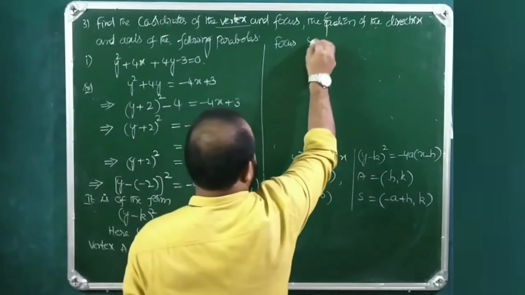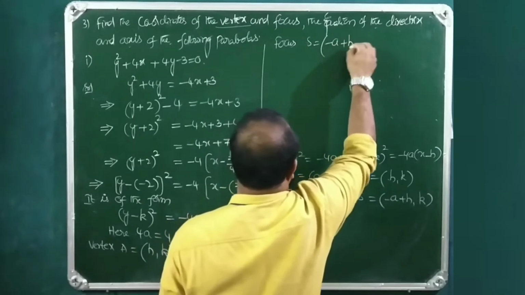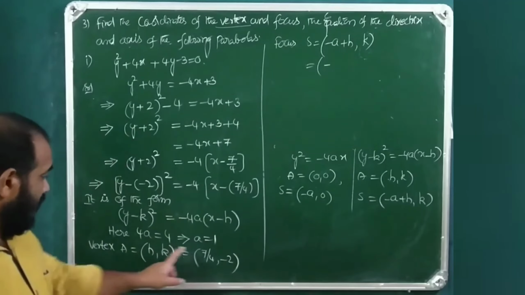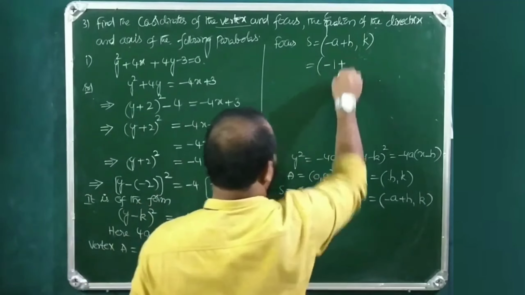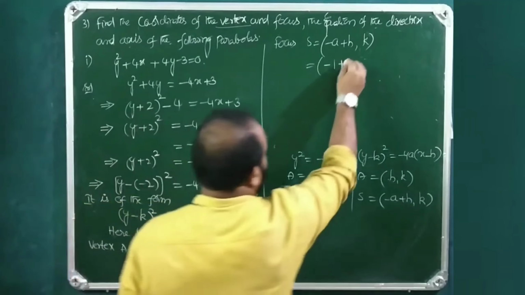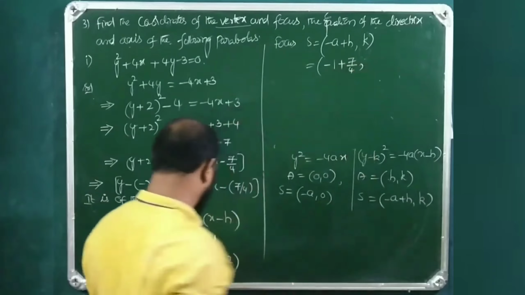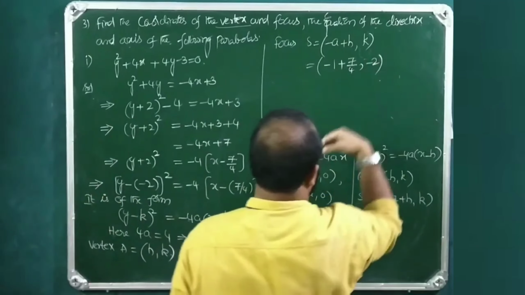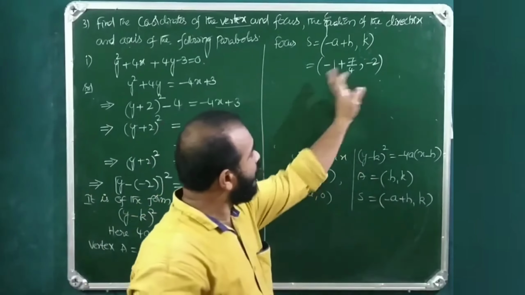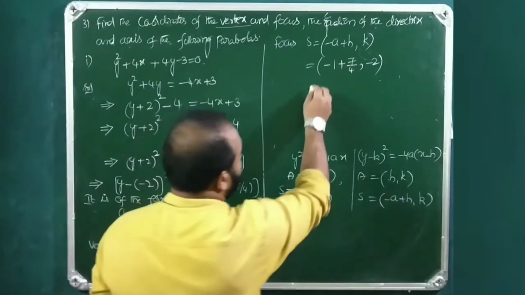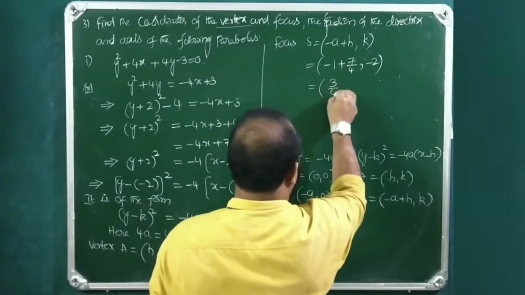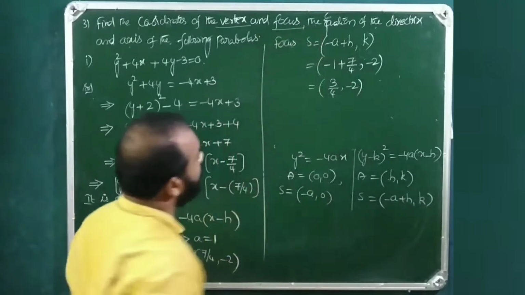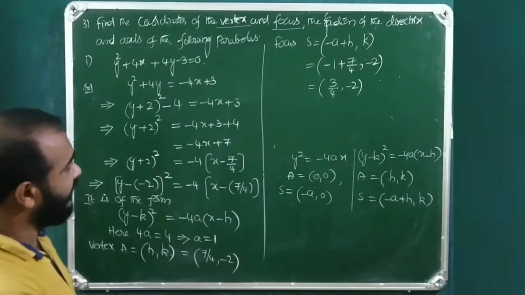Therefore here, S is equals to minus a plus h comma k. Minus a is minus 1, plus h value is 7 by 4, comma the value of k is minus 2. So this is equals to, 4 ones are 4, minus 4 plus 7, 3. So this is equals to 3 by 4 comma minus 2. So the focus we also get.